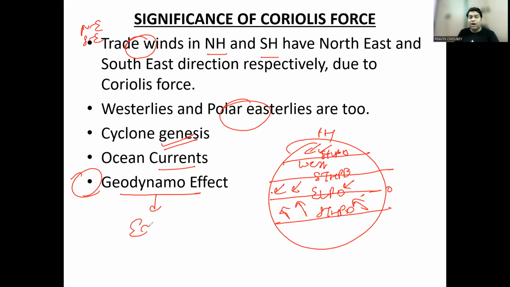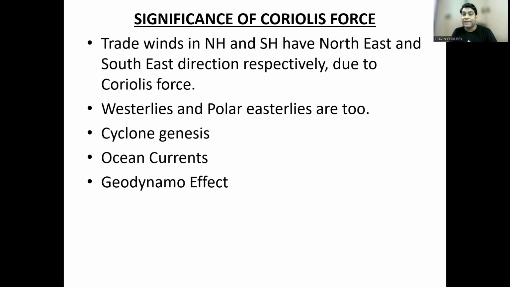It is about the Earth's magnetism, the Earth's magnetic property. As you know, the outer core is in liquid state. So in the outer core the molten materials are moving, and this is also affected by the Coriolis force, and that creates electric and magnetic fields, resulting in the formation of the magnetism of the Earth. So the geodynamo effect also happens because of the Coriolis force. Okay, this is very important to know from an exam point of view.